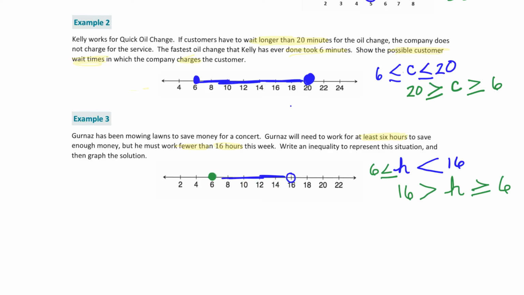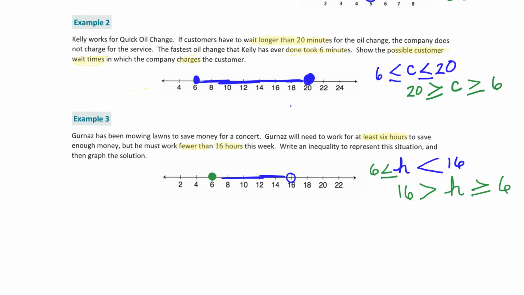So his solutions here are limited. It could be 7, 8, 9, 10, 11, 12, 13, 14, or 15. If you're talking in half hours or decimals, you can also say 14 and a half, 13 and a half, or 6 and a half, as long as it's more than 6 hours and less than 16 hours.